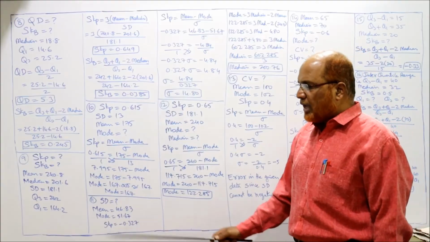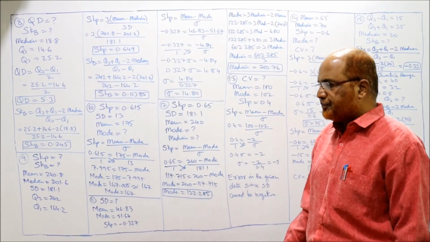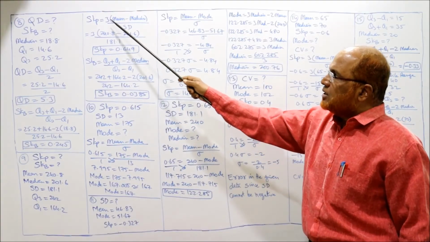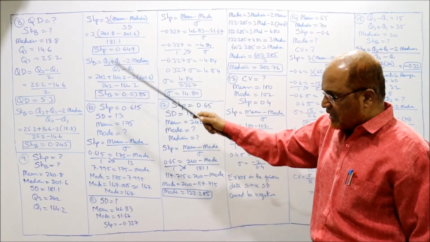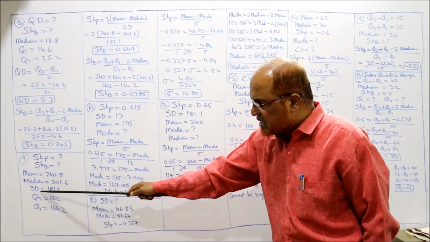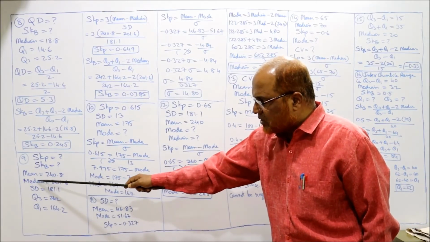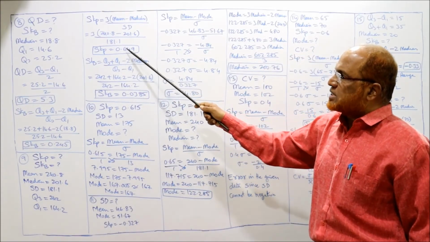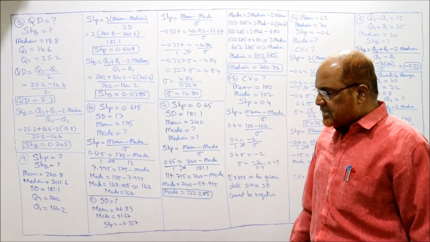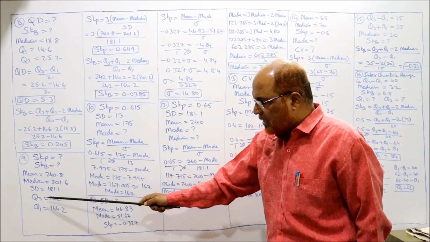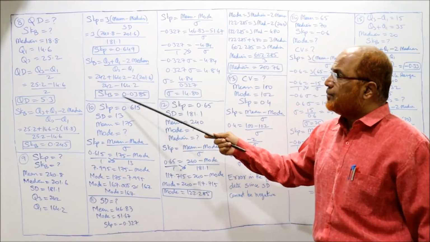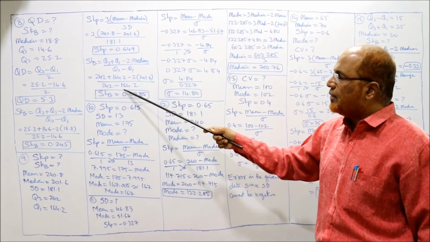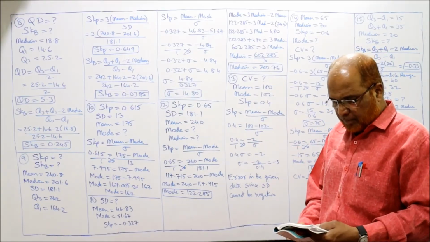Now see here. First we apply the formula of SKP to find out the SKP. So 3 into mean minus median divided by standard deviation. Mean is given, median is given, standard deviation is given. All the 3 is given, so we can easily find out SKP. Substitute the values, we got SKP. And SKB. SKB के लिए भी हमको हमारे पास Q1 है, Q3 है, median है. Everything is given. Simply we have to substitute all the values in the formula, we'll get SKB.